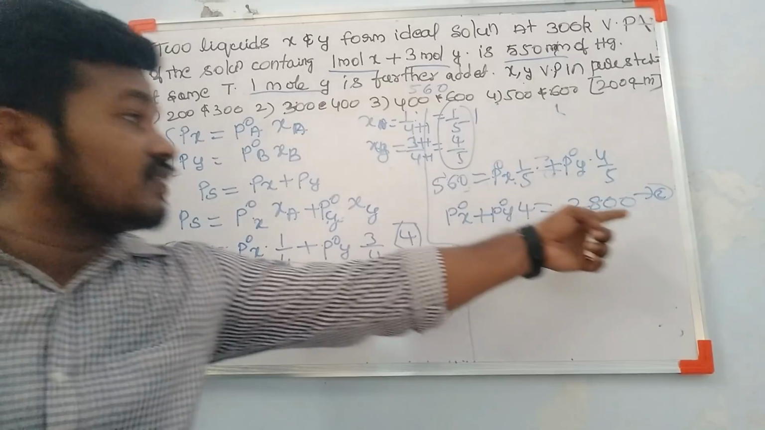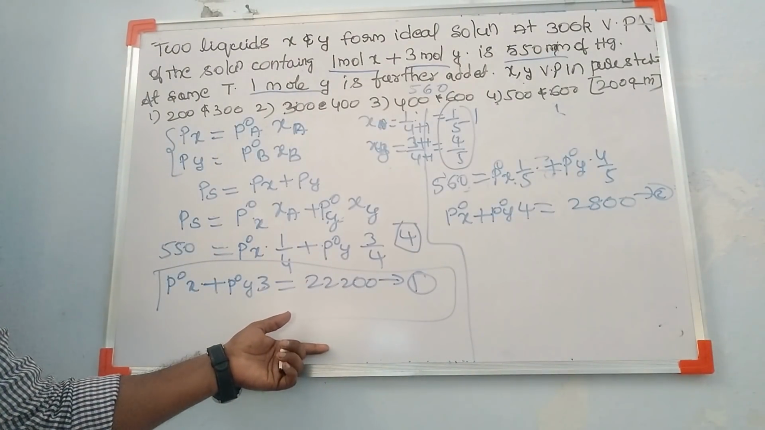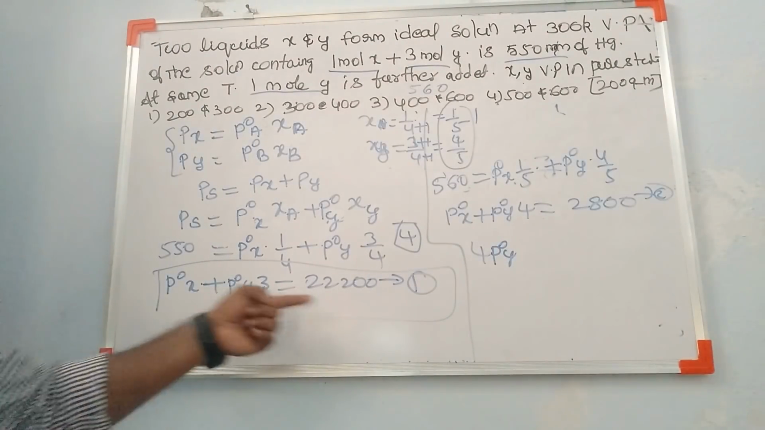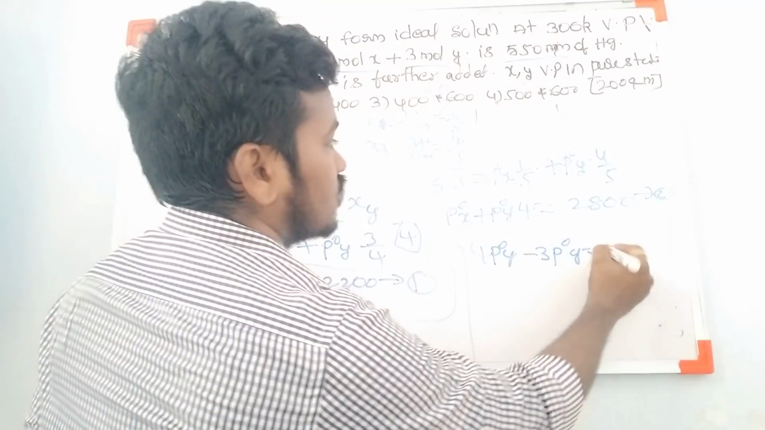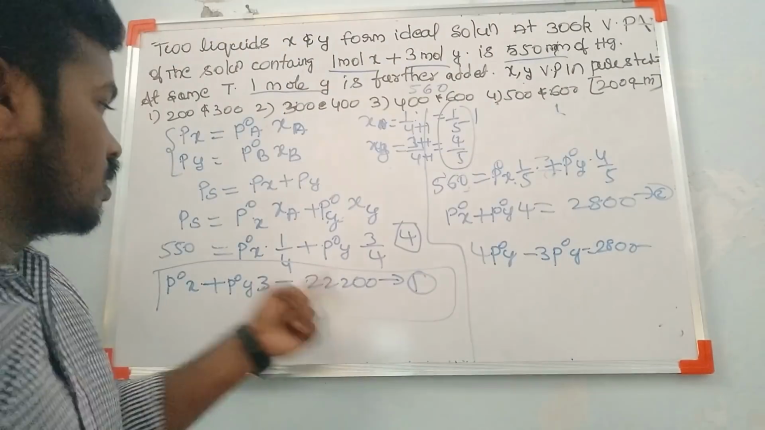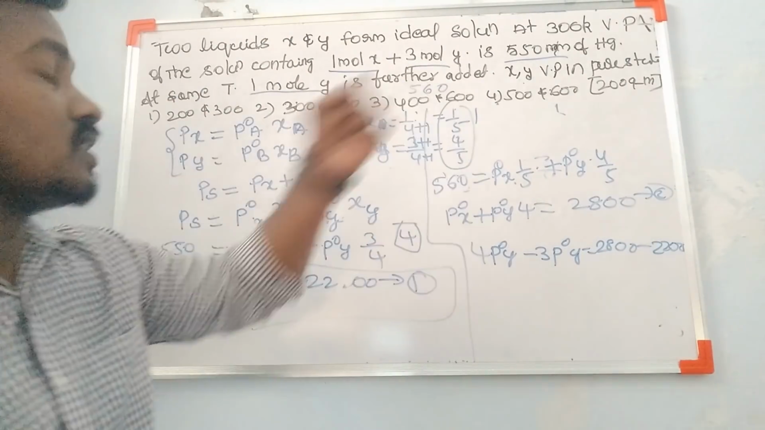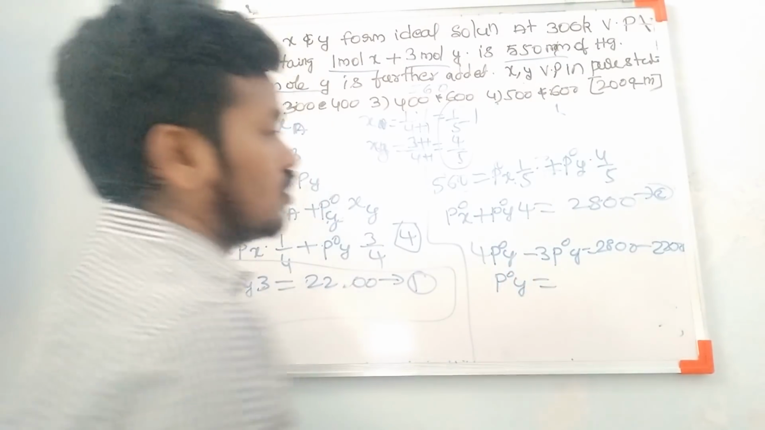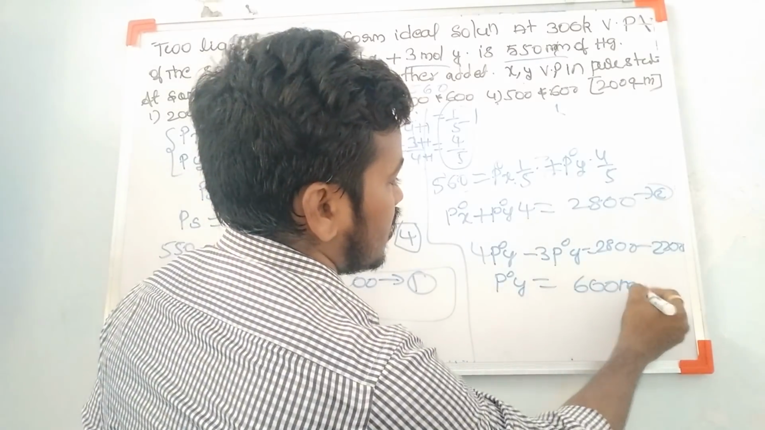So the second equation minus the first equation. You get 4P naught y minus 3P naught y is equal to 2800 minus 2200. Initially it is increased to 560 mm. So how much will you get? P naught y is equal to 2800 minus 2200, so you will get 600 mm of Hg. Py value is 600 mm of Hg.